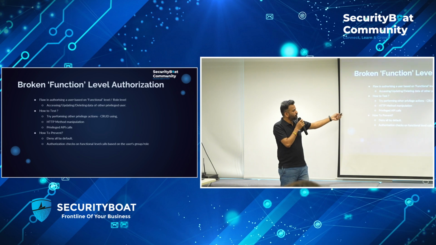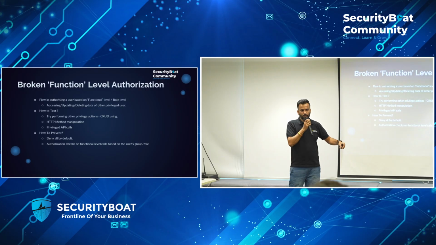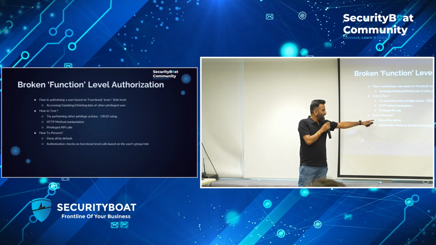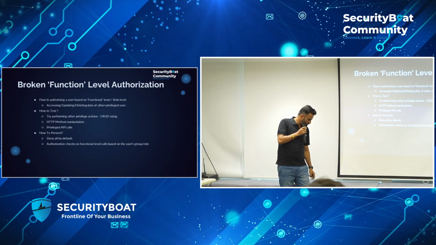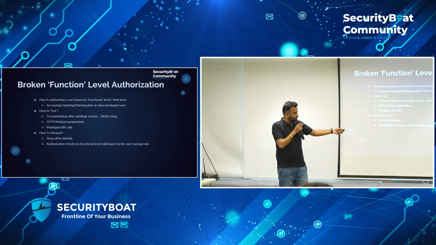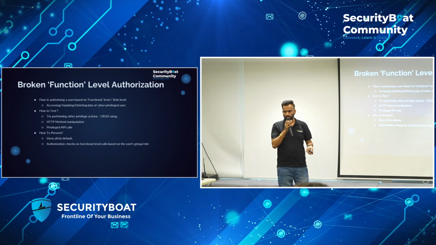HTTP method manipulation. So, for example, there is a GET API. Okay, the GET API says get user 123. But if you can use delete user 123, that's the functional authorization issue. You deleted that user. How to prevent it? Deny all by default. It's a basic mechanism. You have to say that, okay, by default everyone is denied. Now if I have to give one resource access to one person, then I will implement that, instead of directly giving permission to everyone. Authorization checks on functional level calls based on the user group role. So always RBAC should be there based on that.